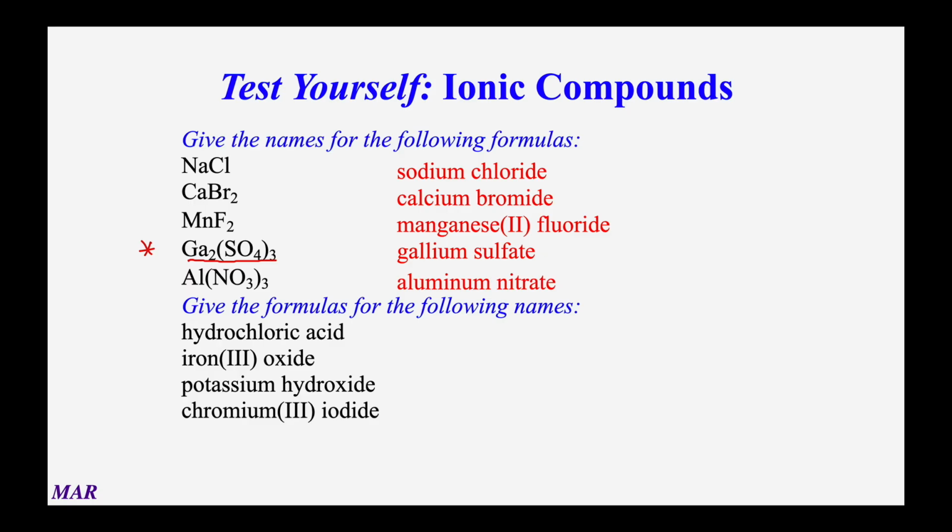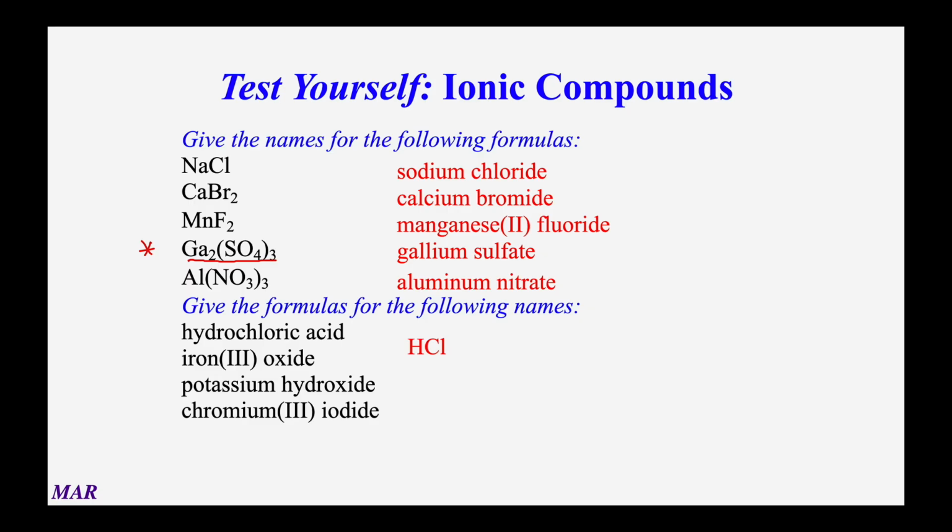The next one now we're going to go in the opposite direction. So hydrochloric acid, hydro is a hydrogen +1. Chlorine we've seen is almost always negative. So that would be just HCl. That would be the formula for it, excuse me.